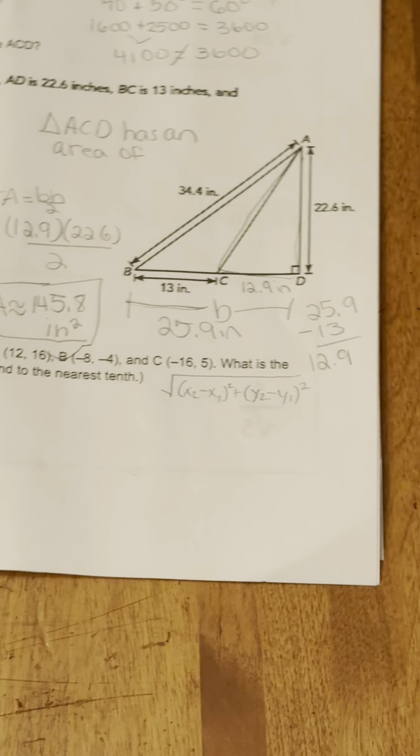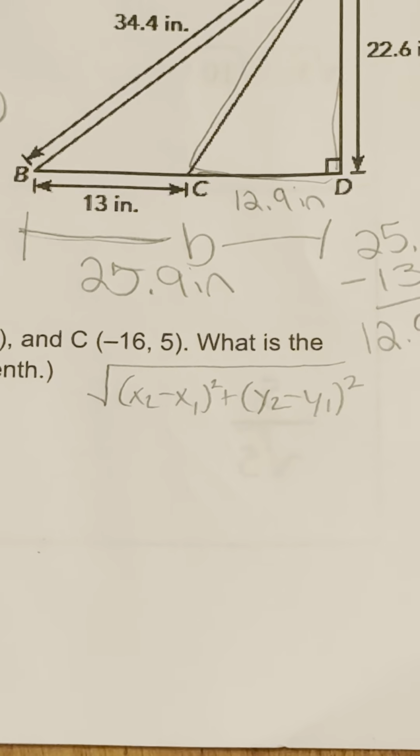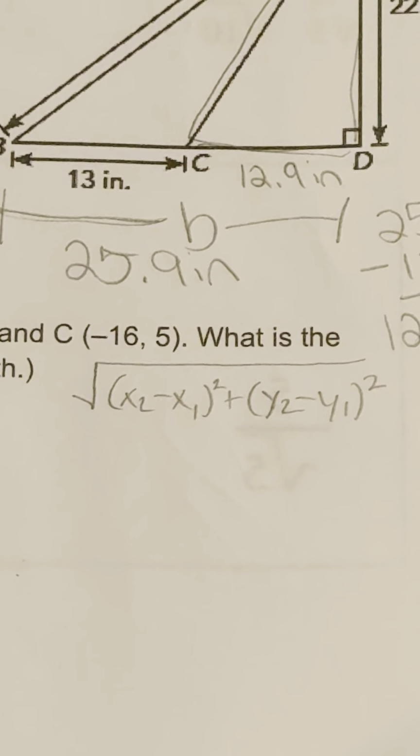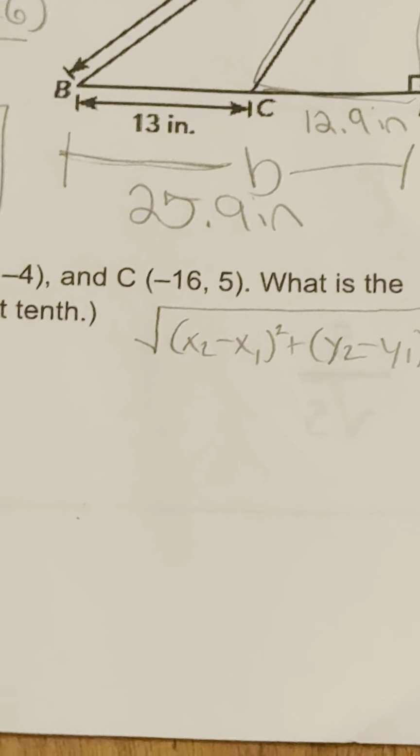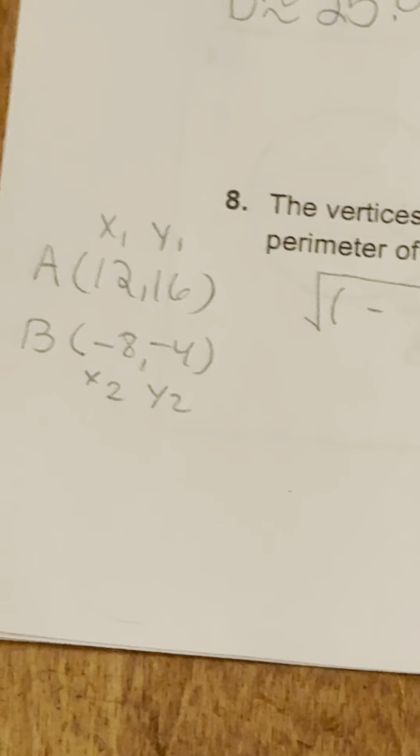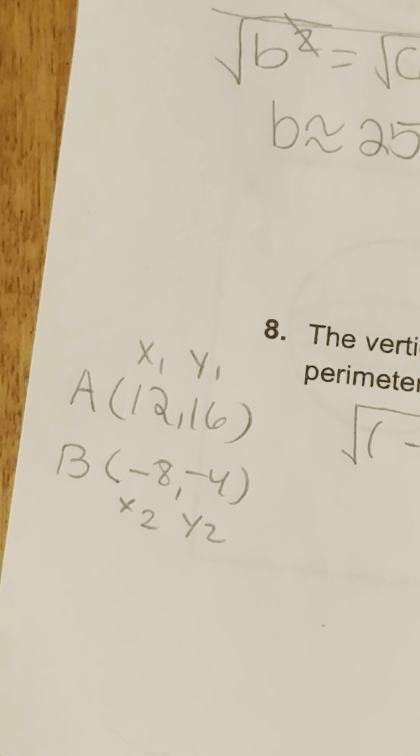So we are going to use the distance formula. As you can see, that is written right there: x2 minus x1 squared, and then you add y2 minus y1 squared. We're going to have to do that a couple of times in order to find the distance of each of these sides. Now you could obviously draw this in a diagram, but I'm going to show you how to do this.